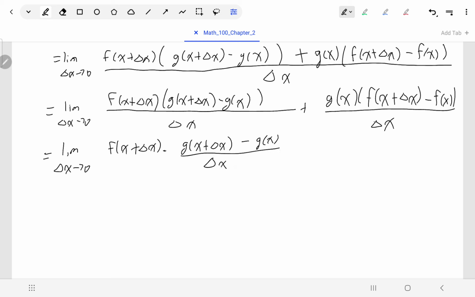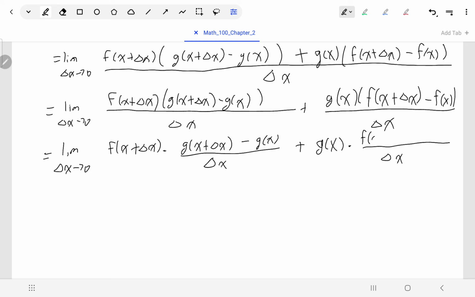So what I'm doing now is for both of the two fractions I have in the numerator, two things multiplied, and so of course I could split it up as one part of the numerator times the fraction. So essentially I'm taking the f of x plus delta x out in the first fraction and taking the g of x out of the second fraction.